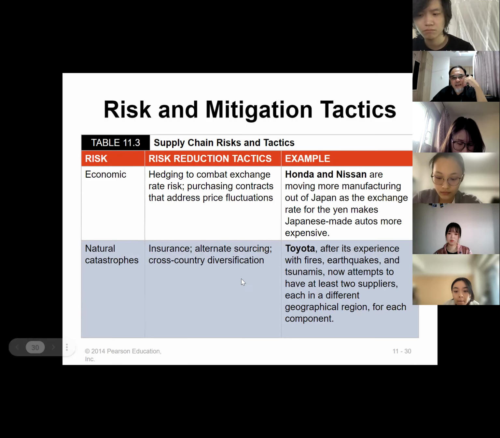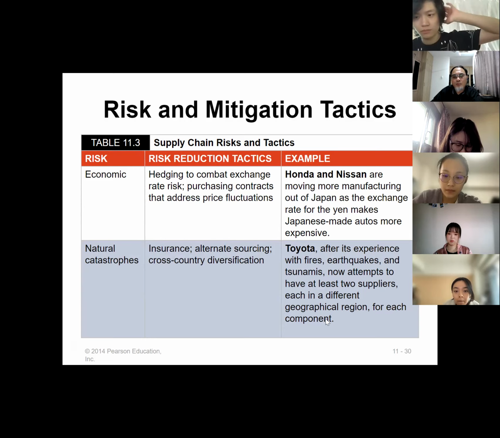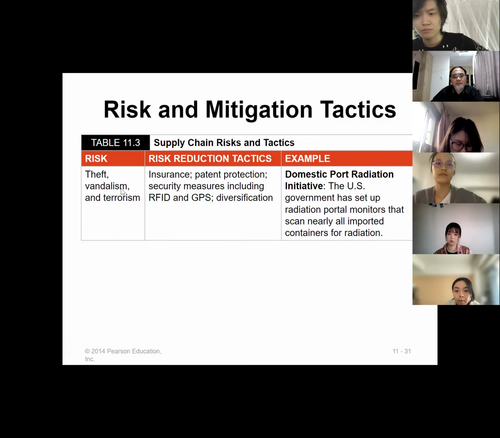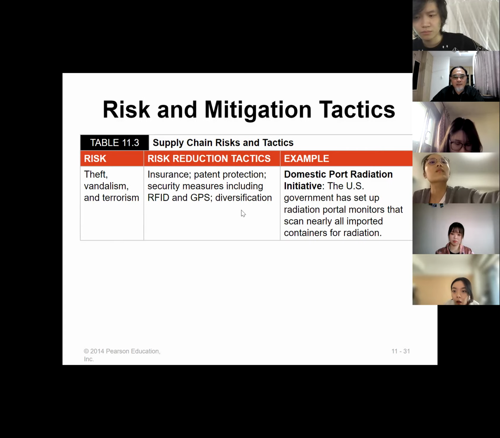Economic risk or natural catastrophes: regionalize the suppliers. After the earthquake, Toyota has at least two suppliers, each in a different geographical region for each component, because the earthquake resulted in a cut-off, so they had to stop production for many months. Theft, vandalism. This is also part of the risk that companies face. That's why they buy insurance and so on.